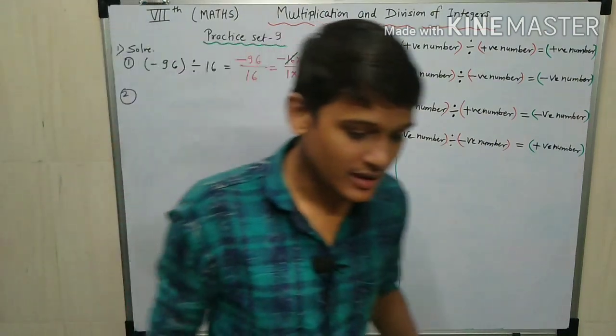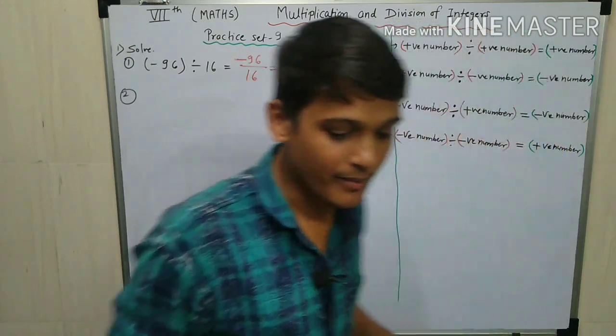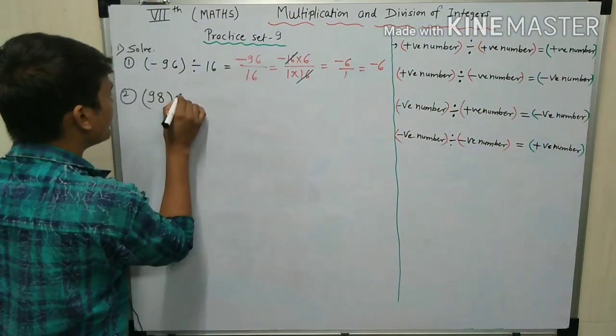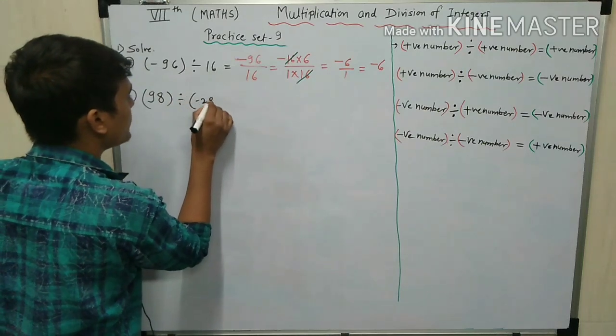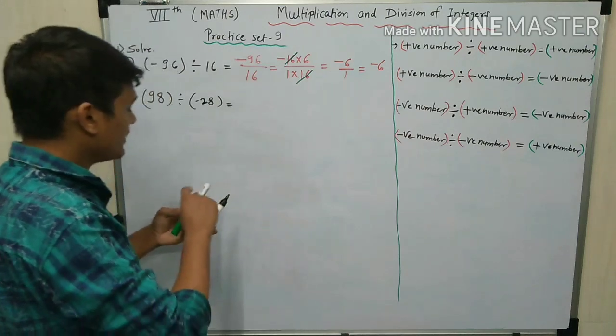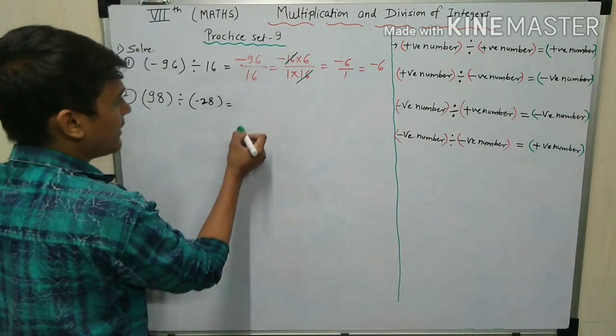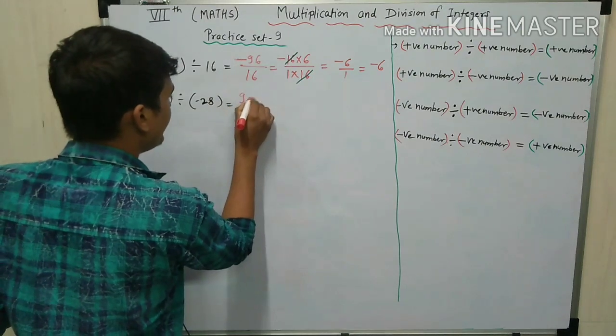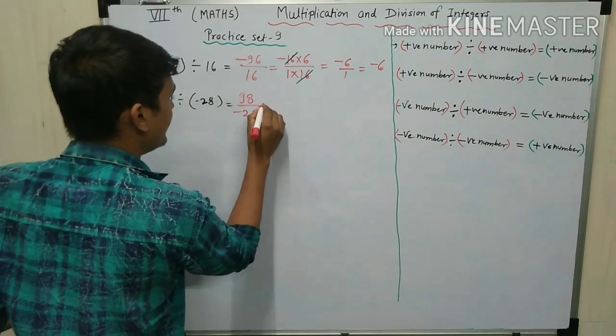Now second question. Second question is 98 divided by minus 28. 98 divided by minus 28 is equal to, first we can write here 98 upon minus 28.